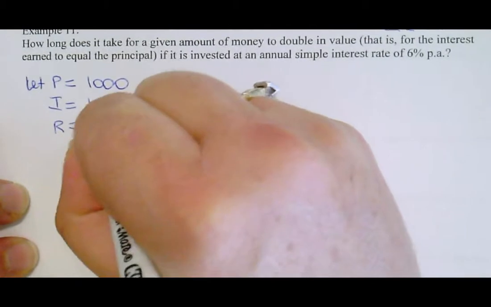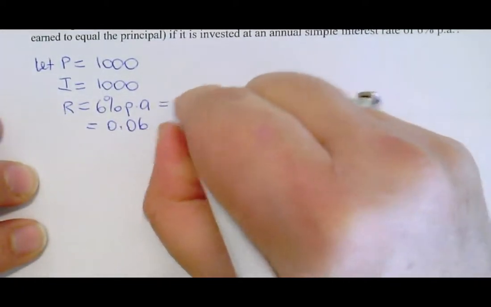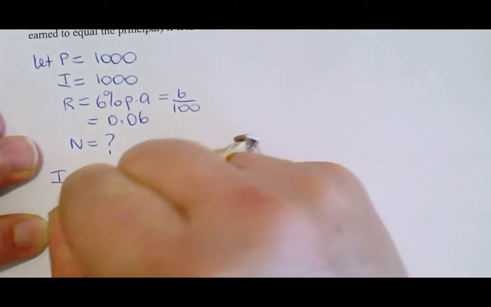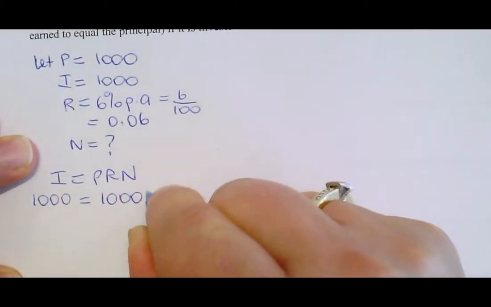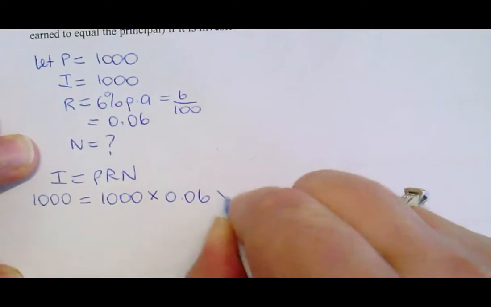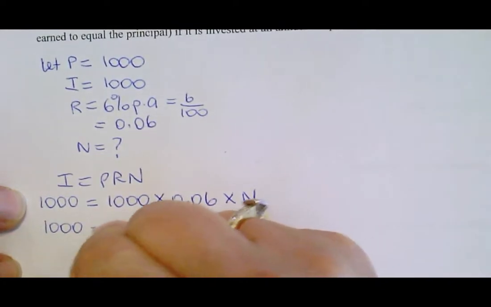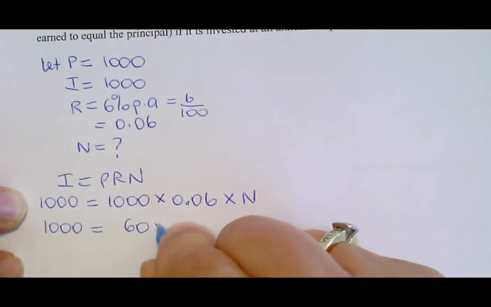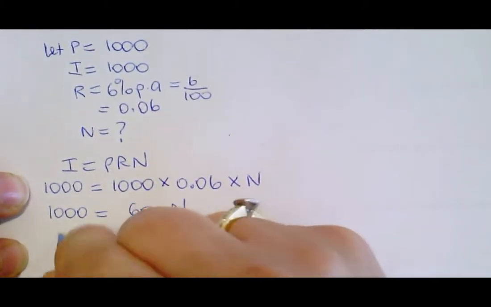All right? What's the interest rate? 6% per annum, which is 6 over 100, which is 0.06. And N is what you're trying to find, question mark. So let's go. I equals PRN. If the interest is 1,000, the principal is 1,000, times the rate is 0.06 times N. All right, what do you get? What should you multiply? 1,000 times 0.06 is 60 times N. How do I find N? You're dividing both sides by 60.